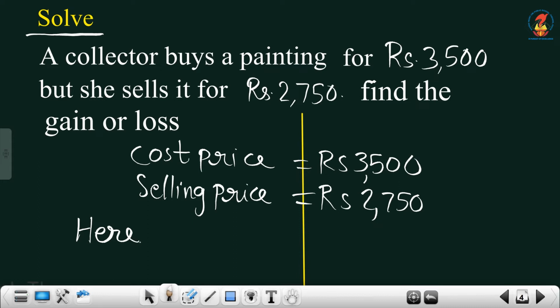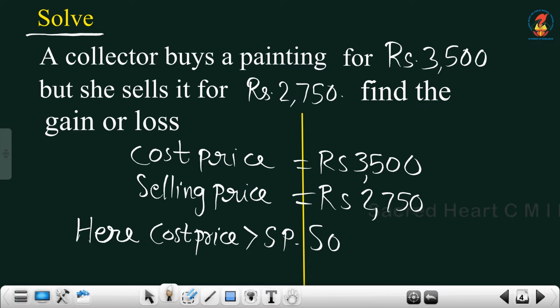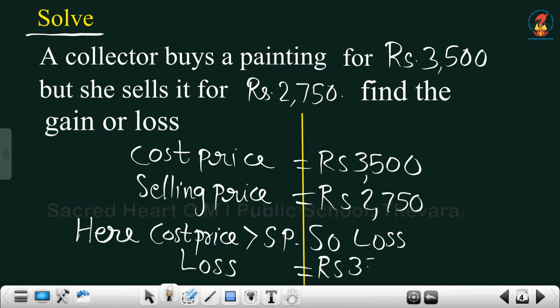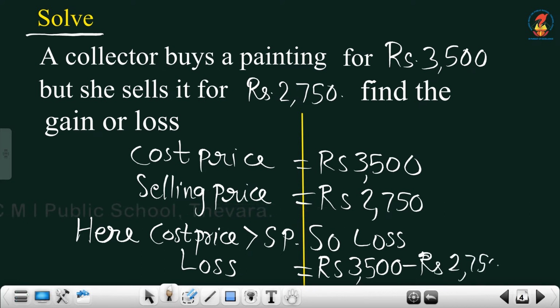Here we can write that cost price is greater than SP. So what will come? Loss will come. So loss. Loss equals how much? We need to find that amount also, right? Rupees 3,500 minus rupees 2,750. And you will get what?